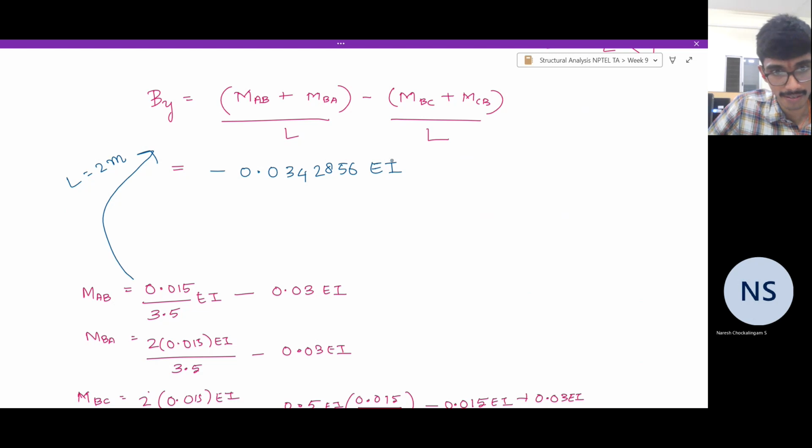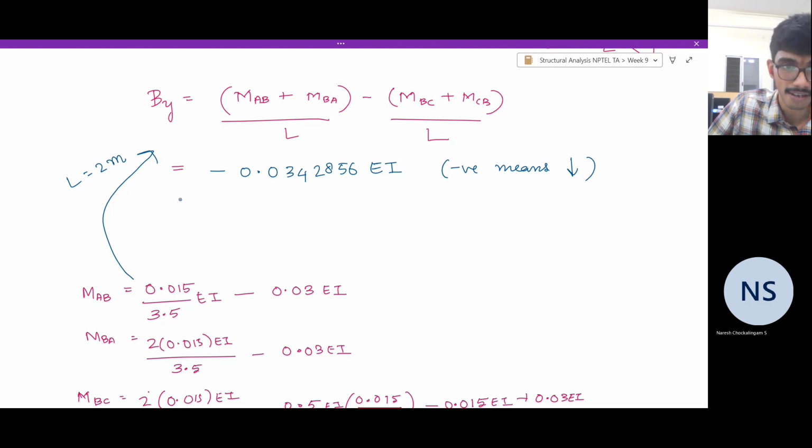And note the negative sign. Negative means we assume upward reaction as positive. So on the beam, on the joint, we have a downward pull. That is obvious since the support is sinking downwards, it has to pull the beam downwards. It's not supporting a load on top.